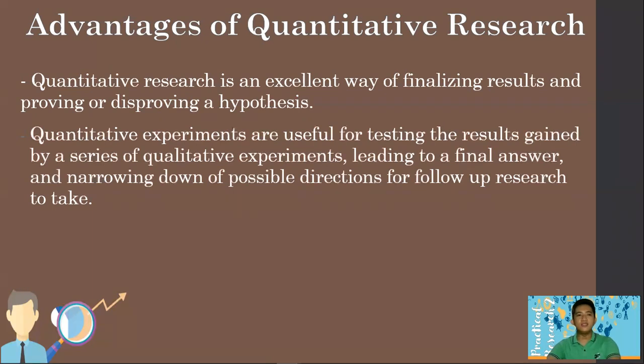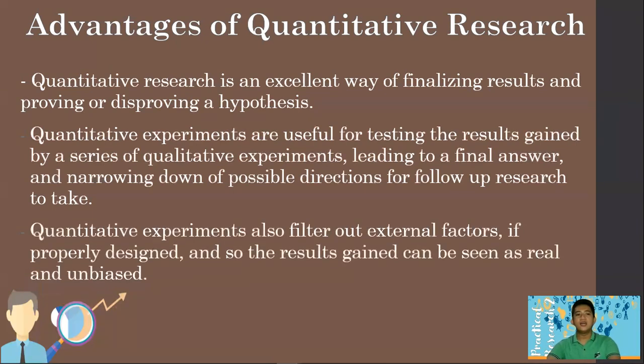The third advantage of quantitative research is that quantitative experiments also filter out external factors, if properly designed, and so the results gained can be seen as real and unbiased. You can see here that quantitative research has become unbiased because we use numerical data in a randomized manner. Ano ibig sabihin natin? We get our sample by getting it randomly.